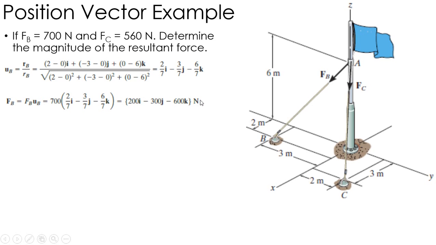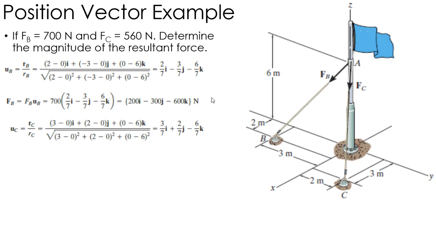I'll do the same thing for C. Moving in the x direction, I move 3, going from 0 to 3. In the y direction, I move 2, in the positive direction from 0 to 2. And in the k direction, I again move negative 6. So I get 3, 2, minus 6 for my x, y, z components.